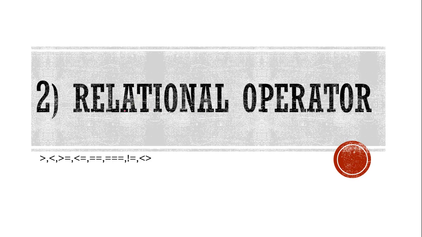So humans make decisions based on the knowledge and the brain that God has given them, but the computer is a dumb machine. How can a computer identify which value is greater, which is smaller, and which is equal? So you can make decisions based on the relational operators. Let me show you the relational operators.